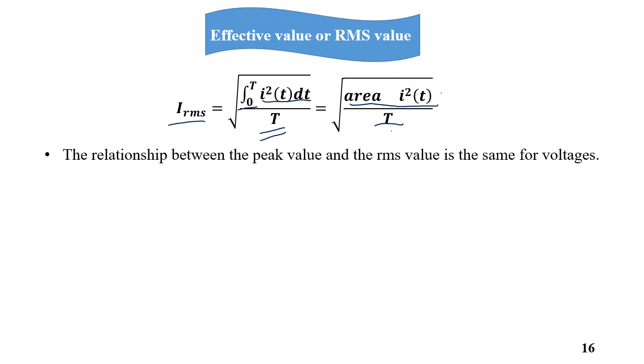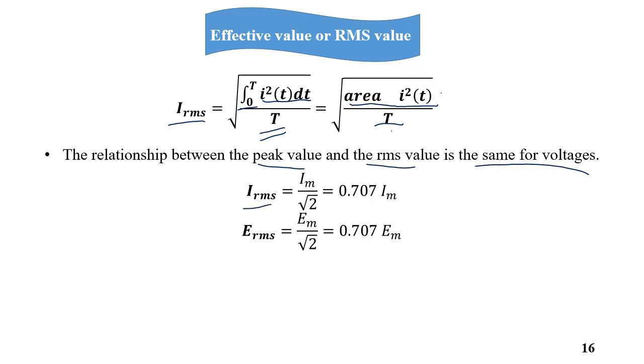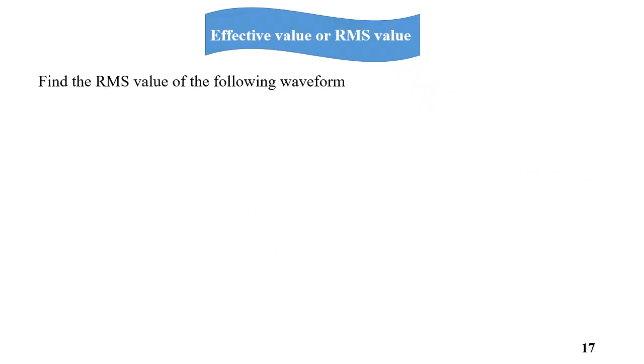The relation between the peak value and the RMS value is the same for voltages, where I RMS equals I maximum over root 2, or 0.707 I maximum. Also for the voltage, E RMS equals E maximum over root 2, or 0.707 E maximum.